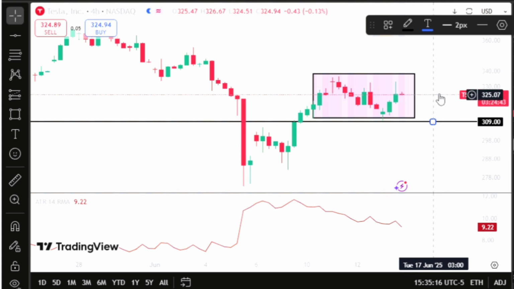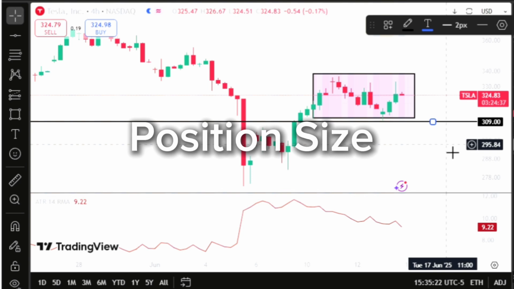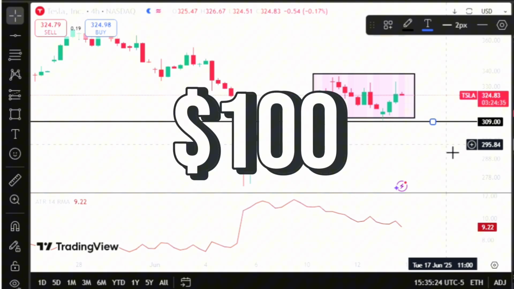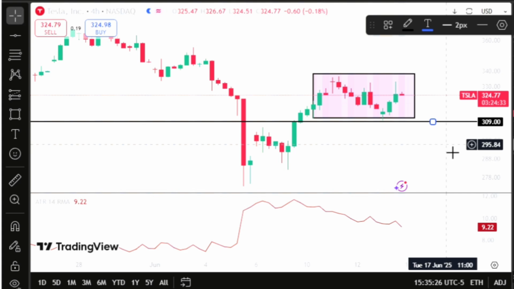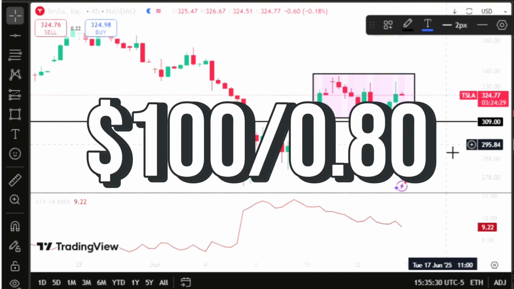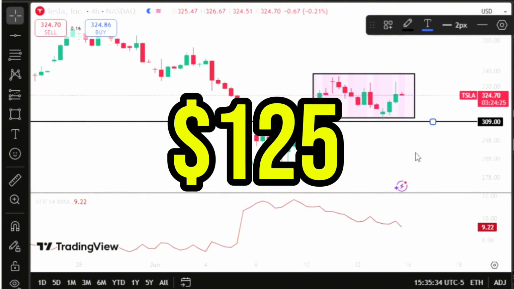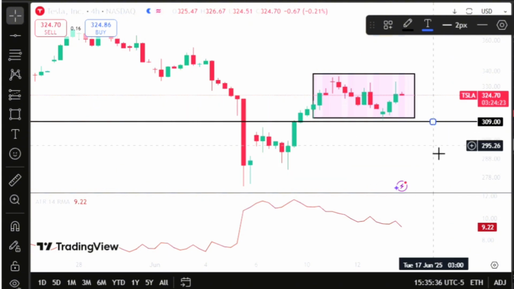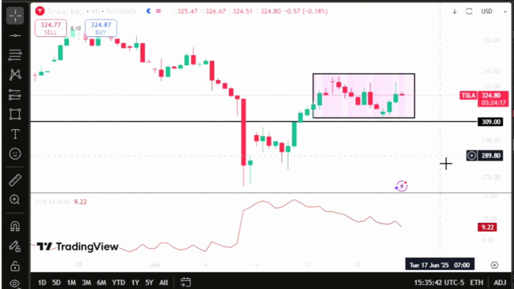This is another thing I don't hear a lot of people talking about. You can also use ATR to determine your position size. Let's say your risk tolerance is $100 per trade. If your ATR base stop is 80 cents, you can divide $100 by that 80 cents, and that would equal 125 shares. This helps you stay consistent with your risk no matter how tight or wide your stop is. It's how I personally scale in, manage risk, and stay alive long enough to win that trade.